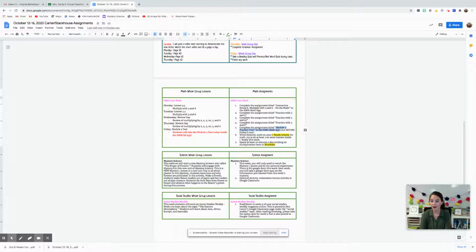For science, we're starting a new unit. So we were talking about force and motion and friction. This week, we're starting a unit, and it's called The Power of Flowers. I love this unit. Normally, we grow different flowers and we grow beans in our classroom. But since we don't get to do that this year, there's some really cool online opportunities to grow things. And the Mystery Science gives you ways that you can do this at home. So we're really going to start learning about what flowers are, how they're pollinated, what they need to survive, how they interact with the environment. So we're going to learn all about that this week.